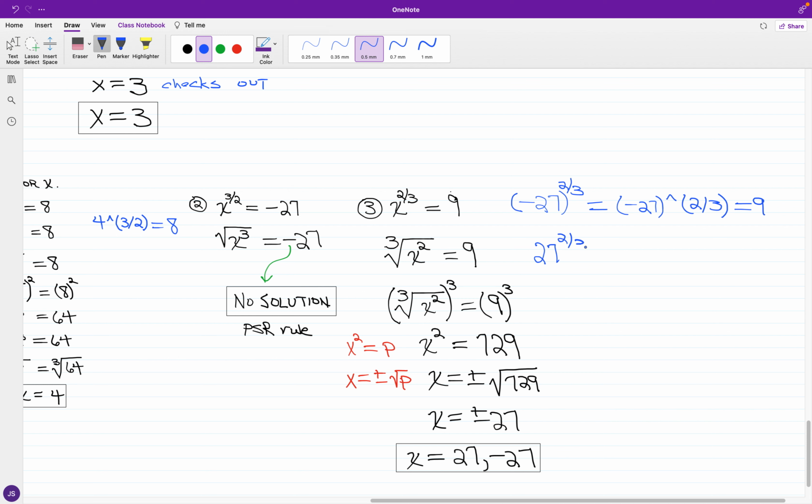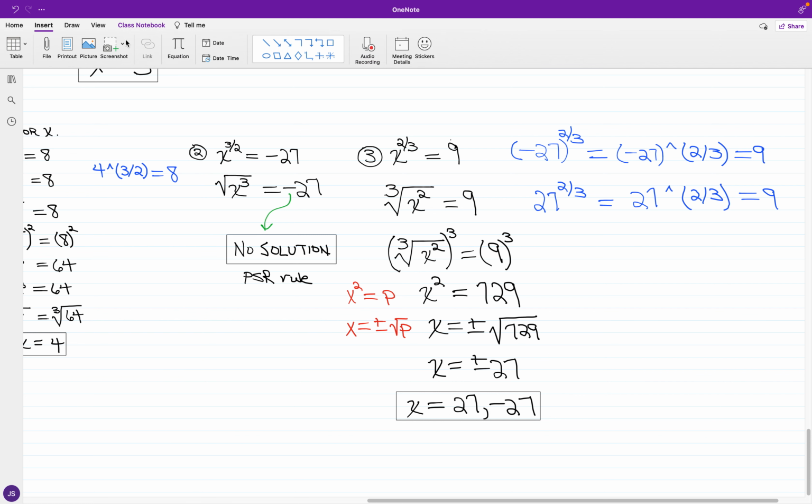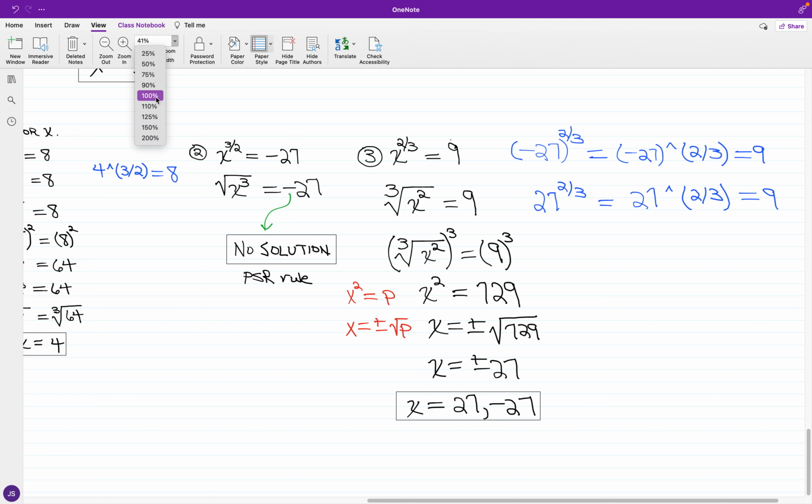And for 27 to the 2/3, we have 27 to the 2/3. Okay, that is also equal to 9. All right, and we'll get back to equations with non-integer exponents. Okay, but just one more situation, and just sort of transitioning away from the radicals at the moment, for the next portion in the chapter, this is going to be what we have in the case of absolute value.